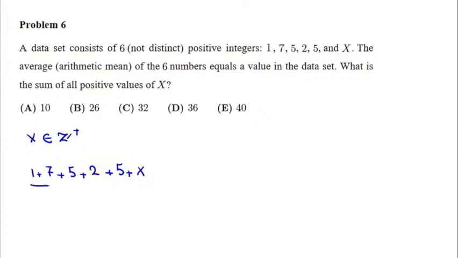How many variables are there? How many numbers are there? 1, 2, 3, 4, 5, 6, over 6. Also, the problem says 6. Equal to, it says, the arithmetic mean equals a value in the data set.